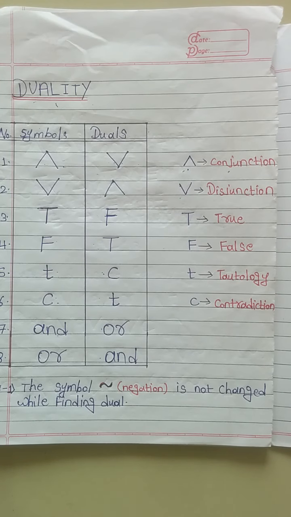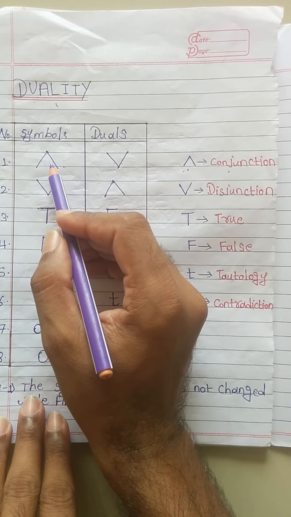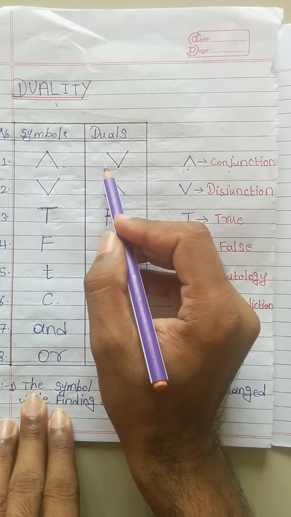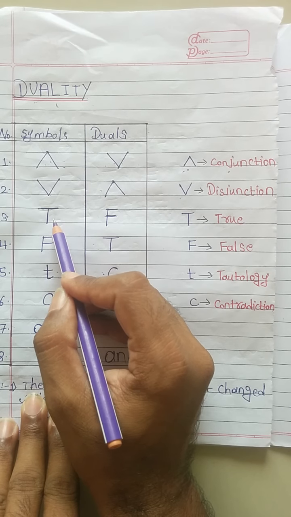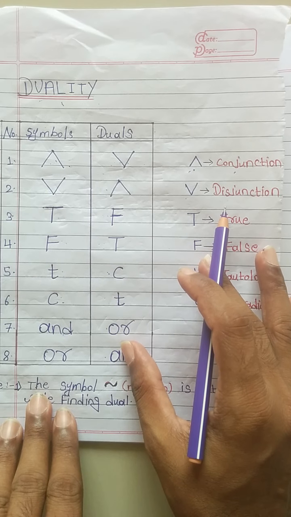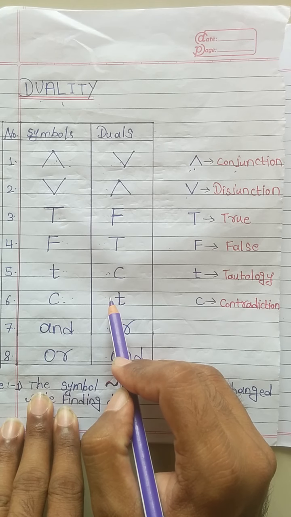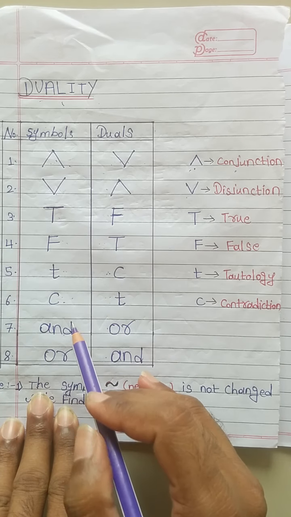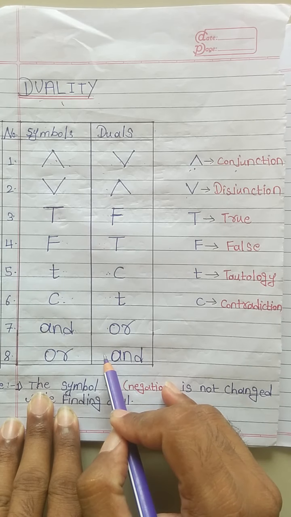Then what is duality? Any two statements are said to be duals of each other if one can be obtained from the other by replacing conjunction by disjunction and disjunction by conjunction, by replacing capital T by capital F and capital F by capital T, by replacing small t by small c and small c by small t. If the given statement is in verbal form, then by replacing "and" by "or" and "or" by "and".